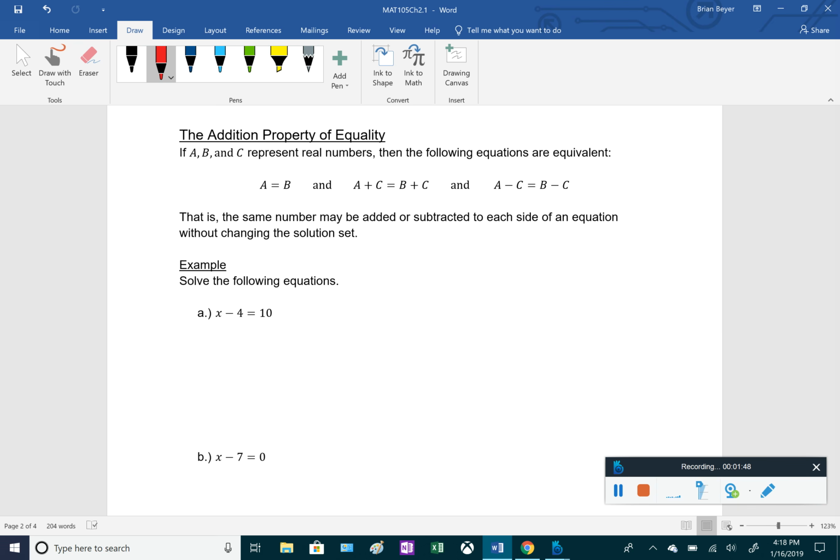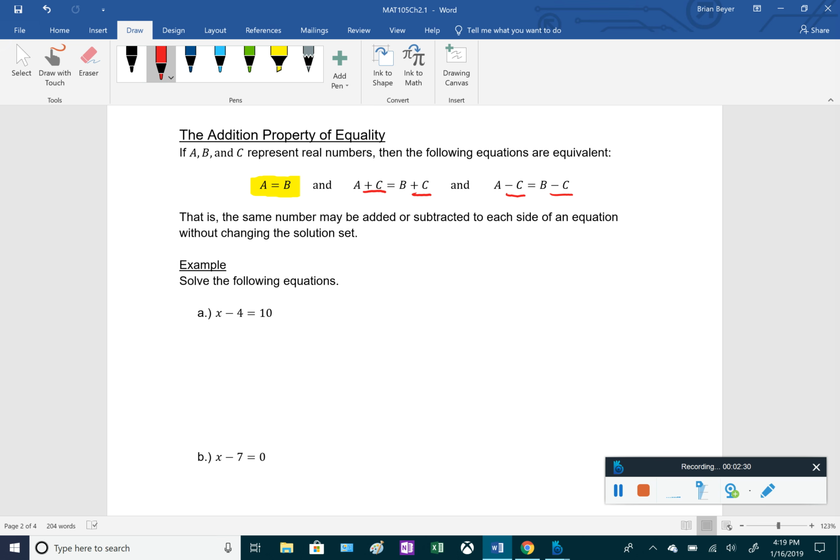Okay, so for what exactly the addition property of equality says: if a, b, and c are real numbers, then the following equations are equivalent. If we have a equals b, that just means we have something equals something. That means if we add a number, which we're going to call c, to both sides of the equation, that's not technically changing anything. Similarly, if we subtract a number from both sides of the equation, that's also not changing anything. That's what the addition and subtraction property of equality states.